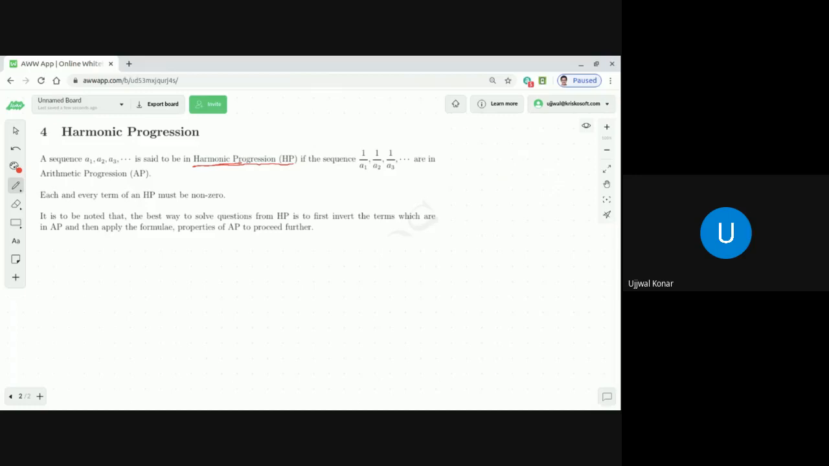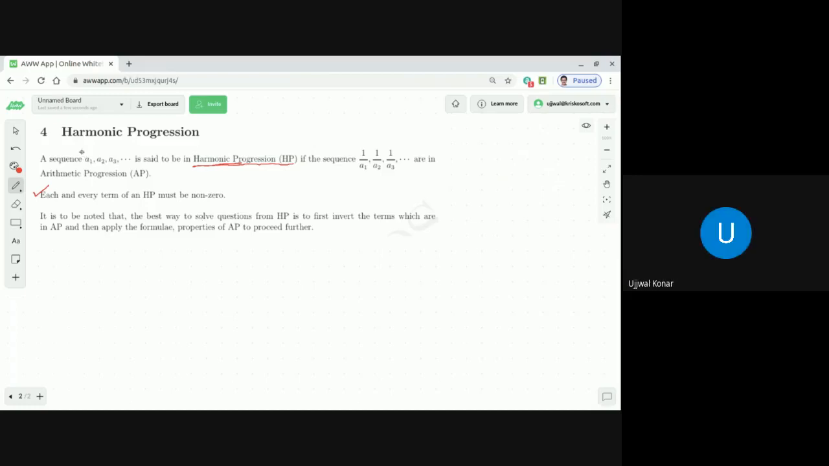Yes. Each and every term of a harmonic progression must be non-zero. Why? If any term of this harmonic progression is zero, then that reciprocal will be undefined. Something by zero is undefined. So that corresponding term in the arithmetic progression will be undefined. Hence, this is a constraint. It is also to be noted that the best way to solve questions from harmonic progression is to first invert the terms, which are then in AP, and then apply the formula of AP.